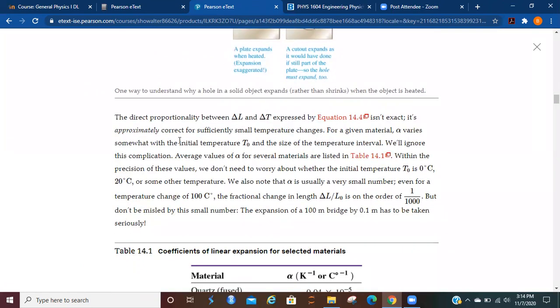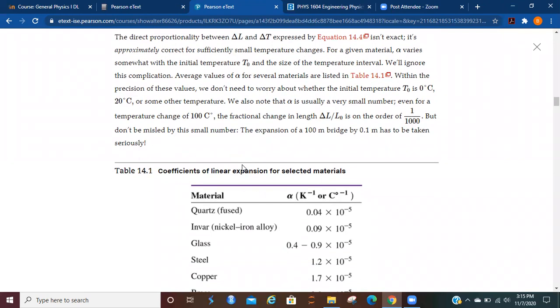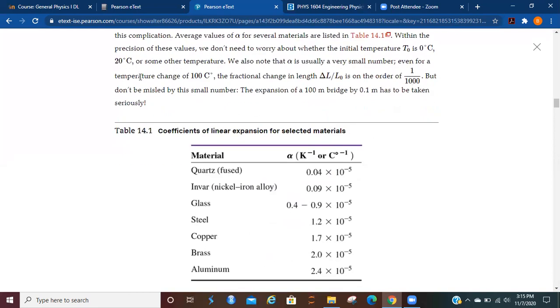The direct proportionality between delta L and delta T isn't exact. It's approximately correct for sufficiently small temperature changes. For a given material, alpha varies somewhat with the initial temperature and the size of the temperature interval. Average values for those materials are going to be displayed here. Within the precision of these values, we don't need to worry about whether the initial temperature is 0 degrees Celsius or 20 degrees Celsius or some other temperature.